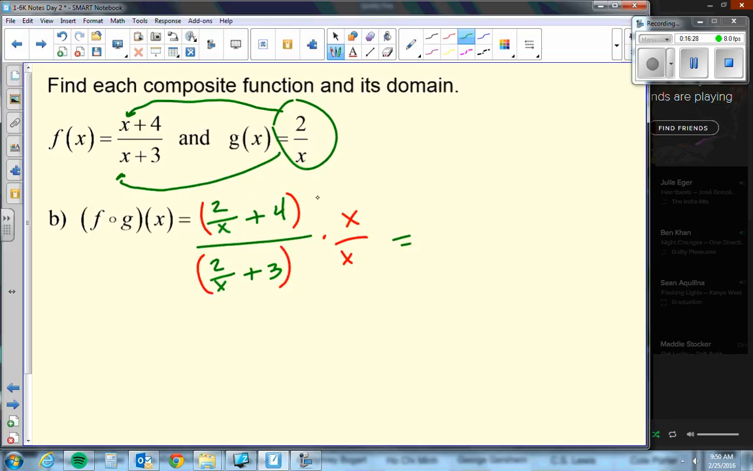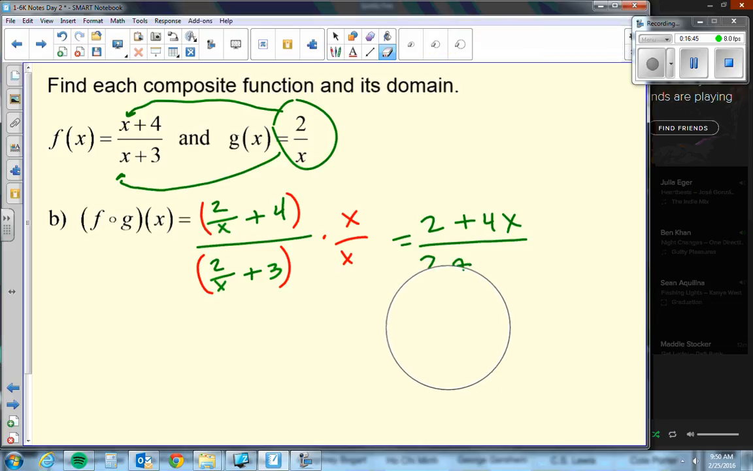If I multiply it through by x, the first one becomes just 2. 2 over x times x is just 2, plus what? 4x. Don't forget, you're multiplying the x times both parts. And so here, x times the first part is 2 again, plus 3 times x, so 3x. Can I cancel those 2's? Please say no. No.